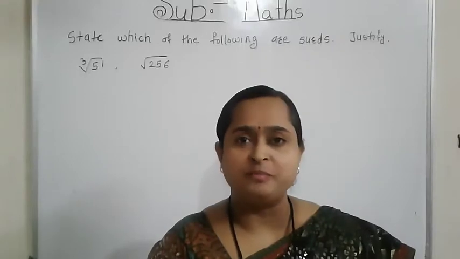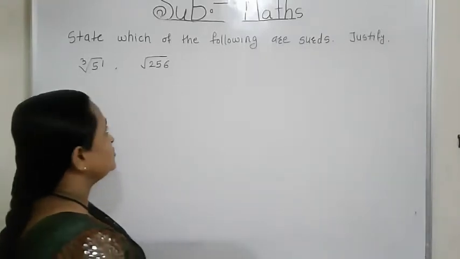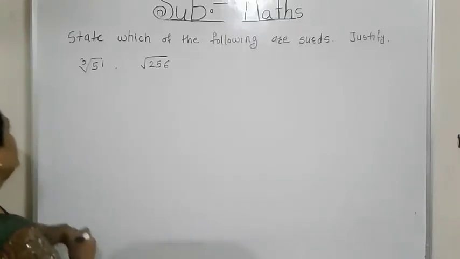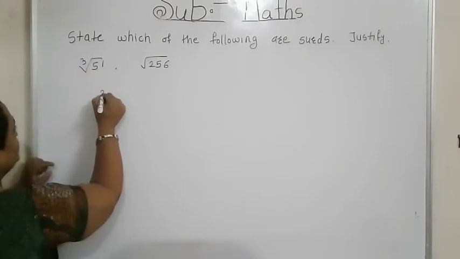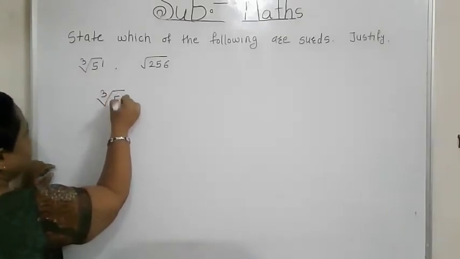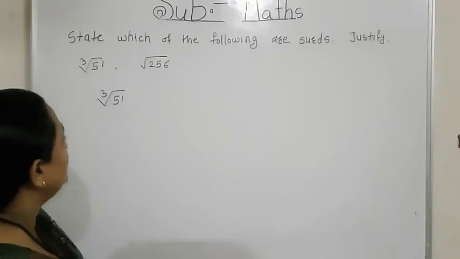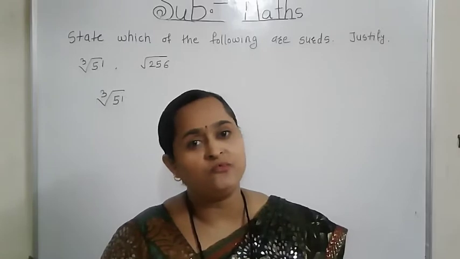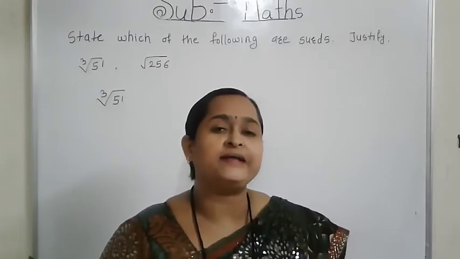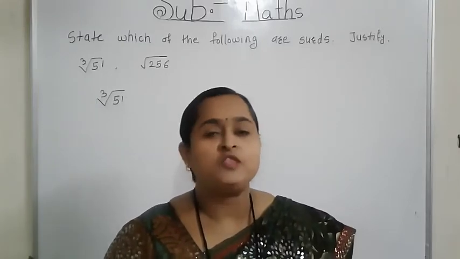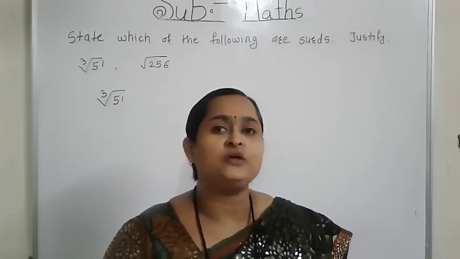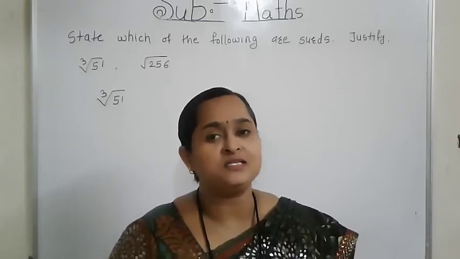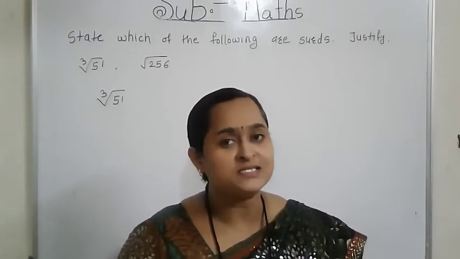Now let's start question number 2. State which of the following are surds, and justify. See question number 1 in that, cube root 51. According to the definition we saw first, the order of the surd should be greater than 1. Second condition, the radicand should be a positive real number. Third condition, the nth root of a should be an irrational number. Then the given example is a surd. All 3 conditions should be satisfied.